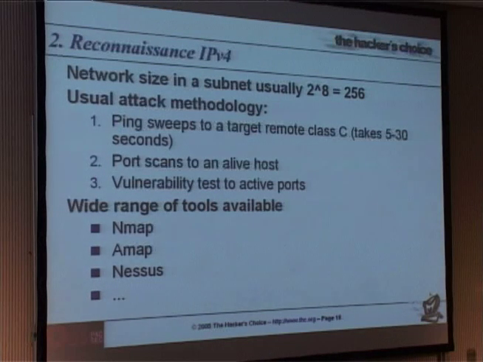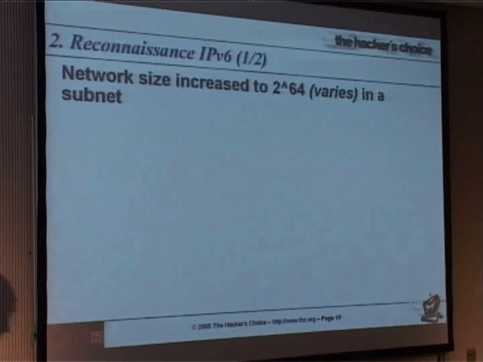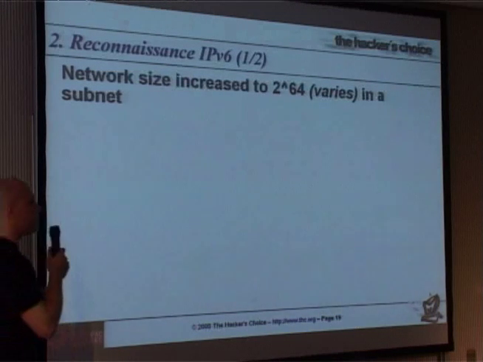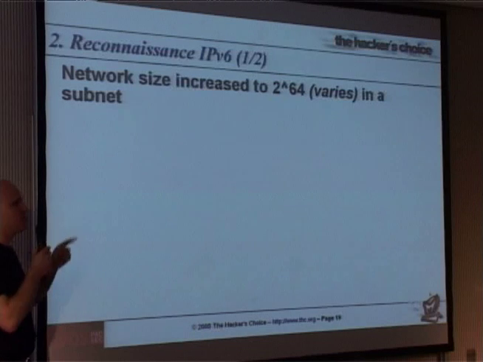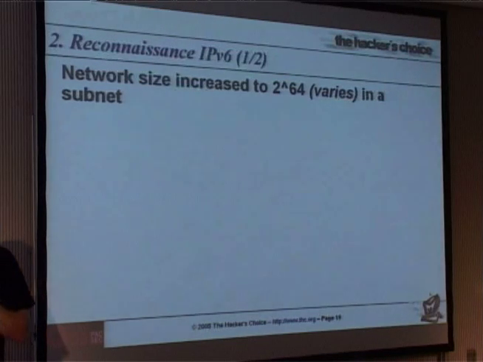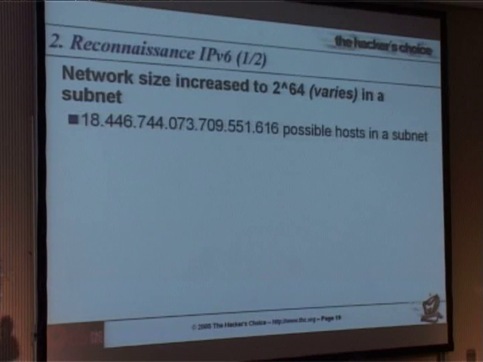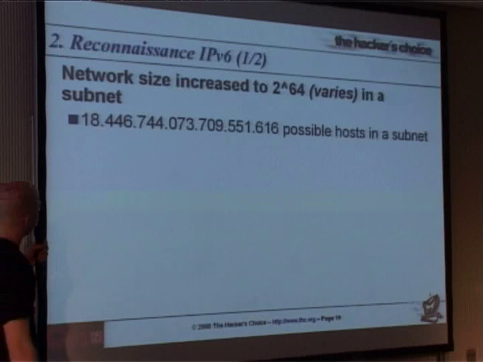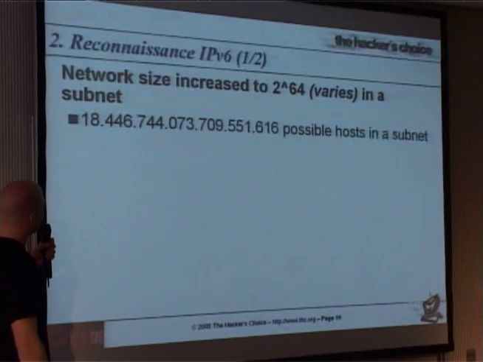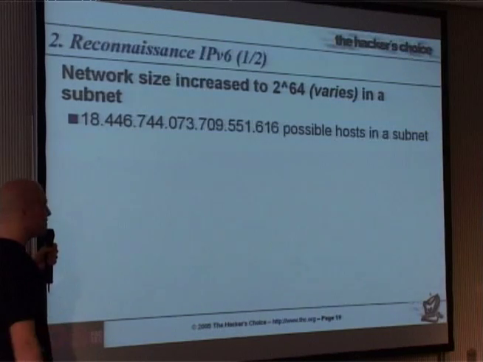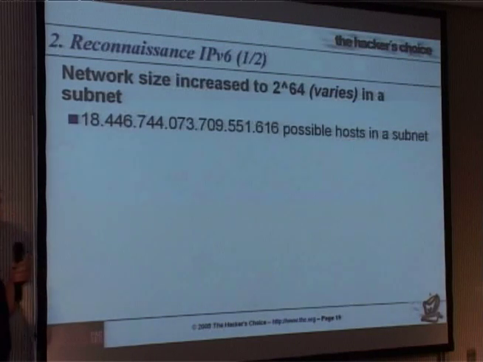There is a wide range of tools available: Nmap, AMAP, Nessus, lots of exploits, and so on. When we go to IPv6, this is not possible. The normal subnet size is 2 to the power of 64. It's not that much more, but a lot more IP addresses to scan for. I have no idea what the name is for that number, but it takes long, I can assure you.